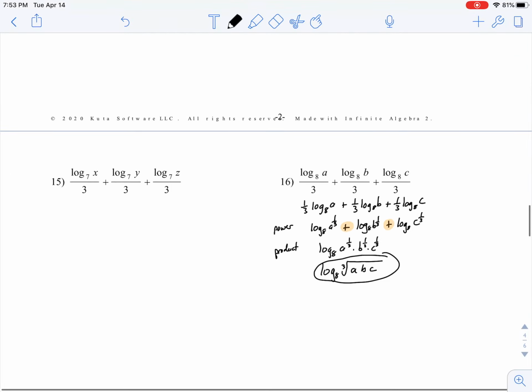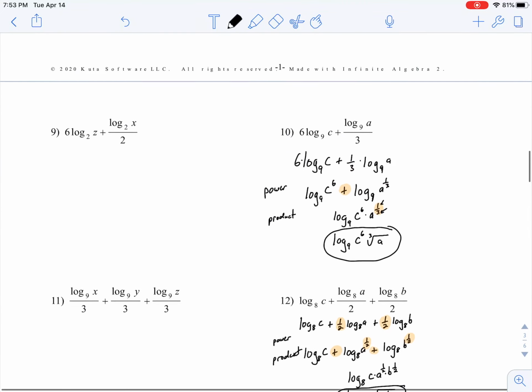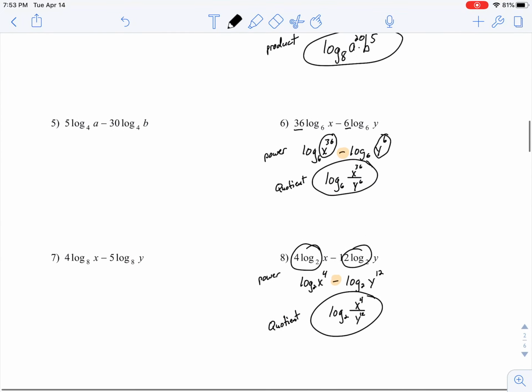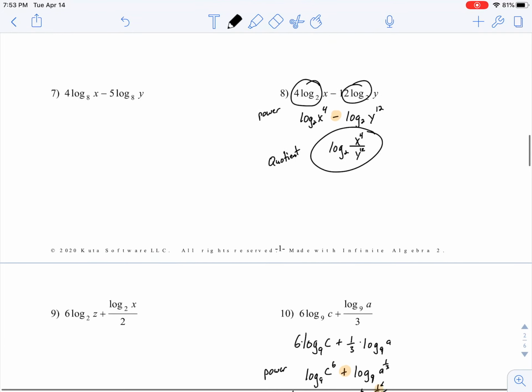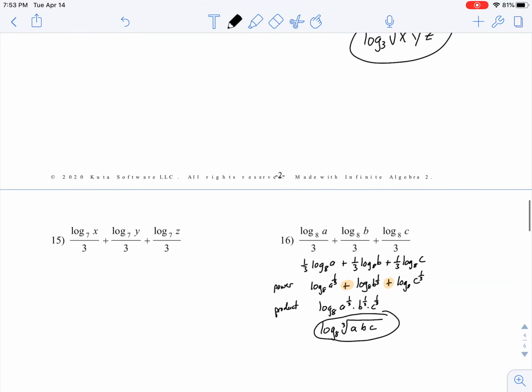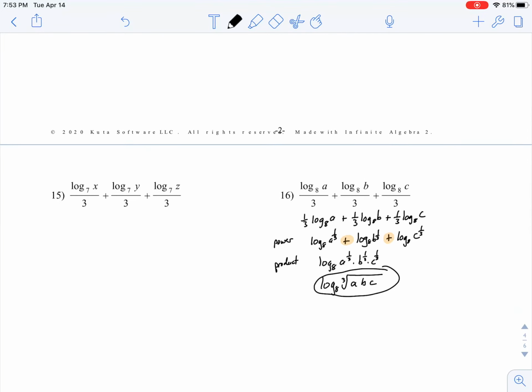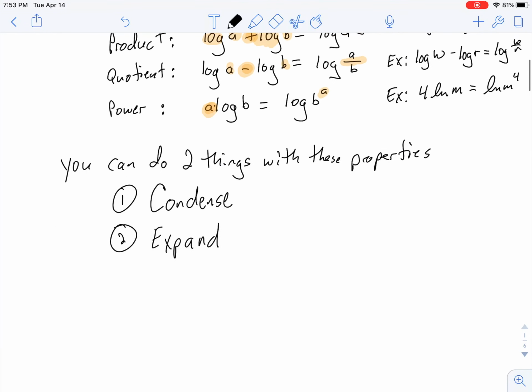Okay, your homework problems are going to be very similar to these. Some differences, but a lot of things the same. The quotient rule doesn't come up as much, so that's okay. But just do your best shot at trying this, get the concept of condensing down, and then tomorrow we'll get into expanding.